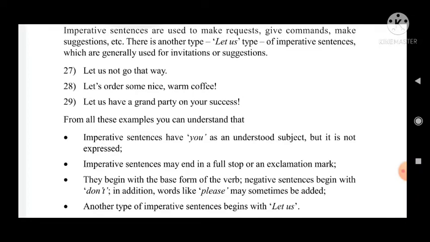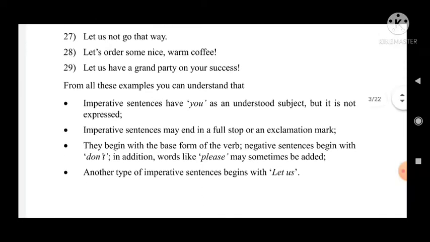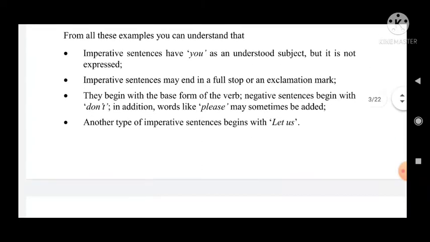So viewers, see this: let us not go that way. Let us means we. Okay, let's order some nice warm coffee. Let's have a grand party on your success. So from all these examples you can understand that imperative sentences have you as an understood subject, but it is not expressed. As I told you, you is an understood subject but it's not expressed. You is in disguised form.